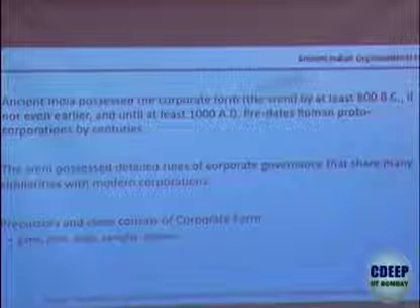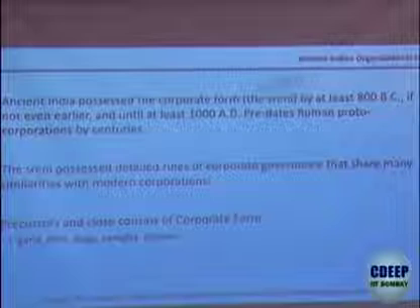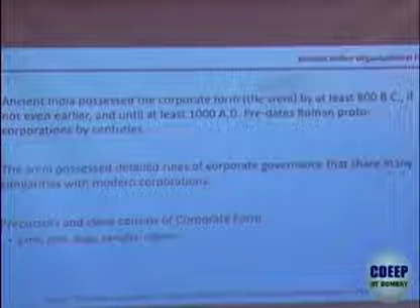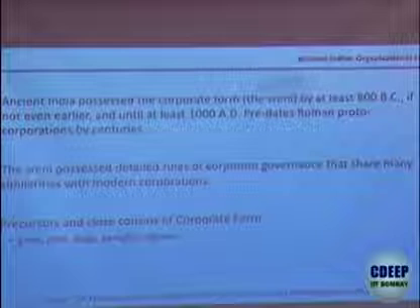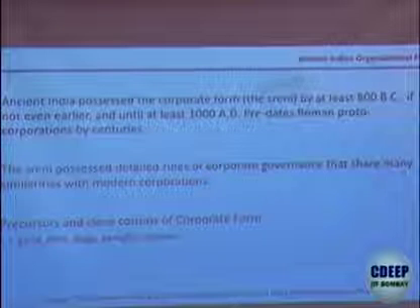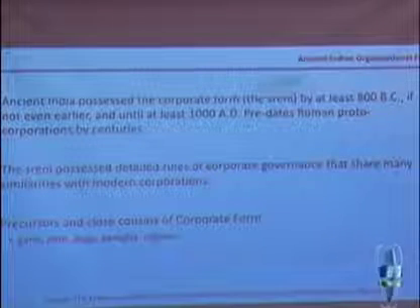So ancient India possessed a corporate form, which was called the Shreni, by at least 800 BC. This predates any form of corporate that was attributed to the Roman Empire by some 1,000 years. So you can see that Indian forms of corporates evolved much earlier compared to our Western counterparts. The Shreni possessed detailed rules of corporate governance that share many similarities with US companies today. Closely related, there were different kinds of corporate forms.